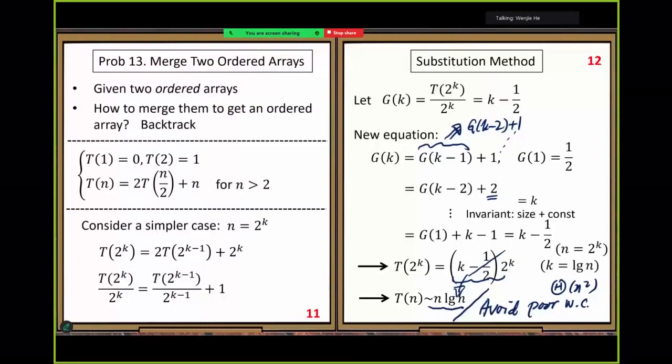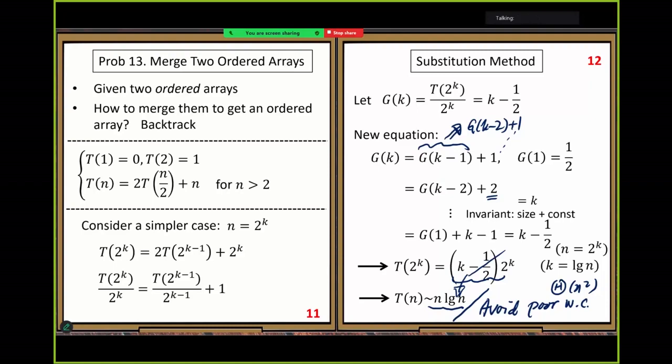So here, we complete the merge sort. The last topic is the problem solving. So we leave it for next time. Now we summarize a little bit. So the merge sort.